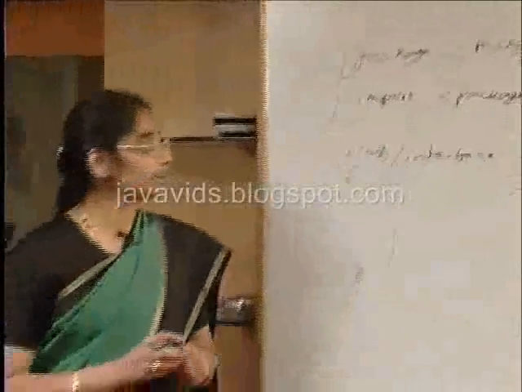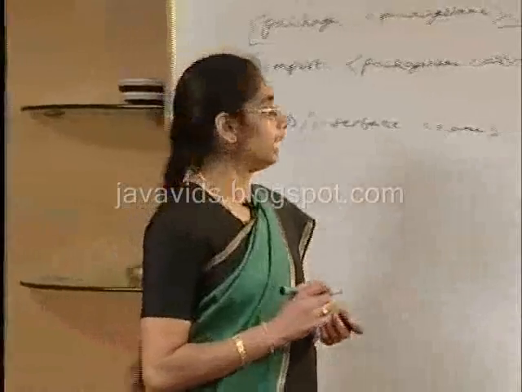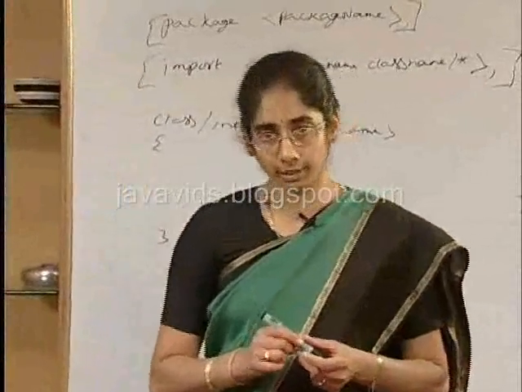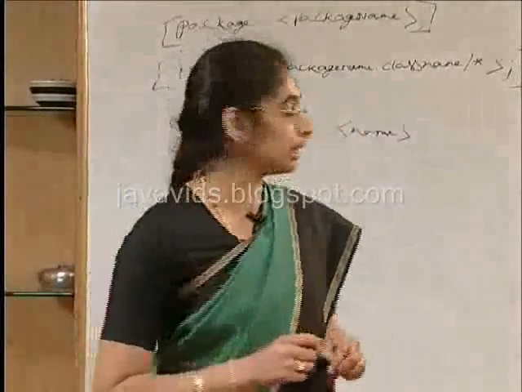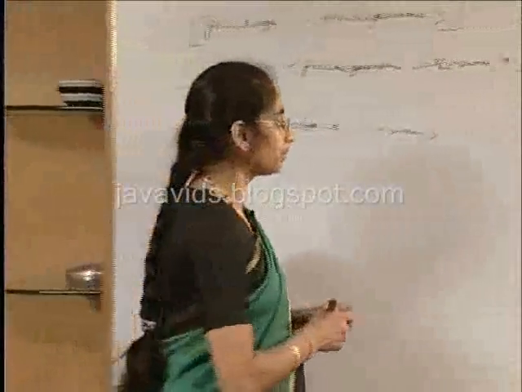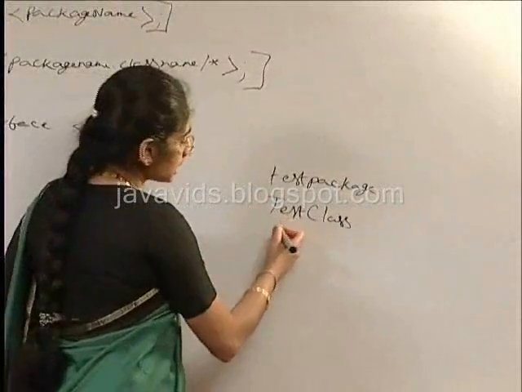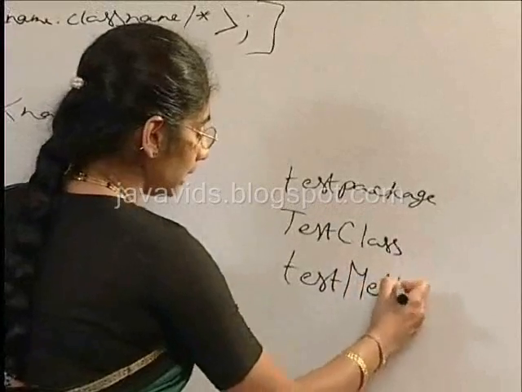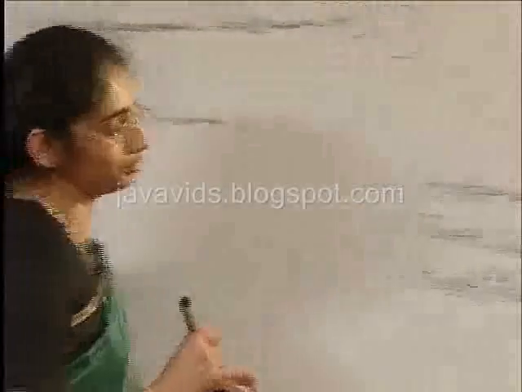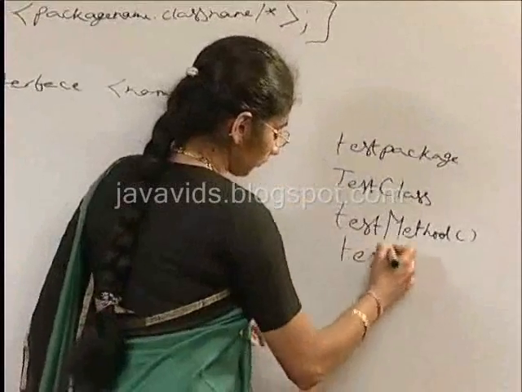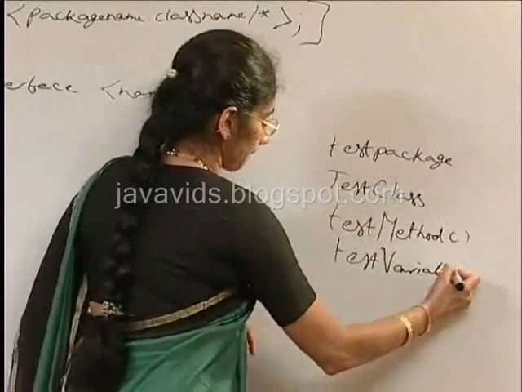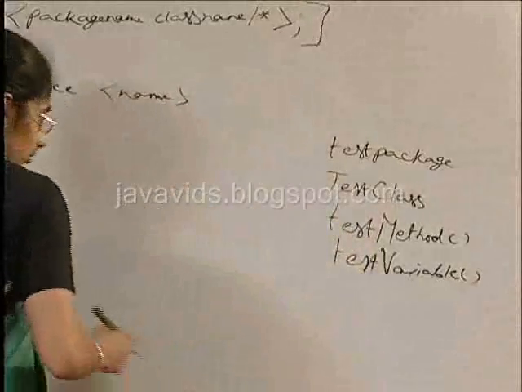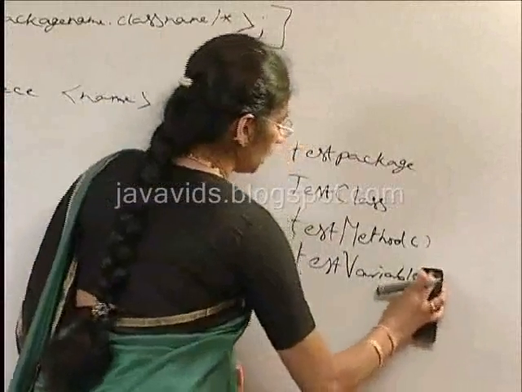Method names must begin with lowercase, and every word after that, the first letter of every word should be uppercase. Remember, we are beginning with lowercase. So testMethod is the name of the method. T of test is lowercase, but M of Method is uppercase. Then variable names also follow the same rules. So testVariable is written likewise.